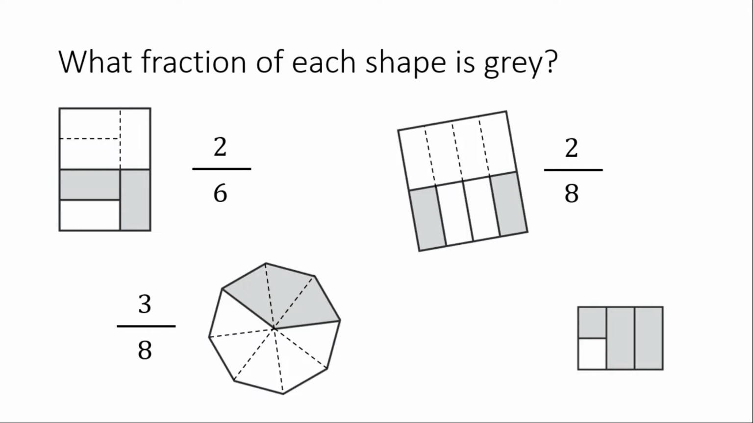3/8. And finally, our shape on the right. Well, that one's pretty easy, actually. You just need to extend that horizontal line all the way through. Whoop. And now there are how many equal shapes? 6. So let's draw our fraction line.